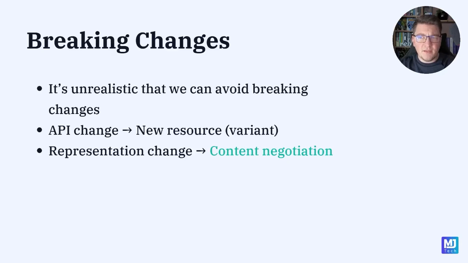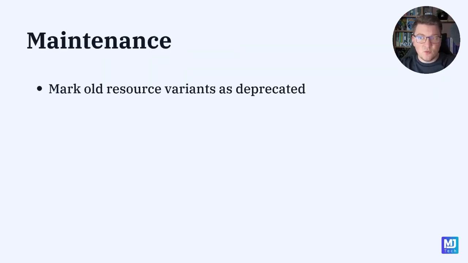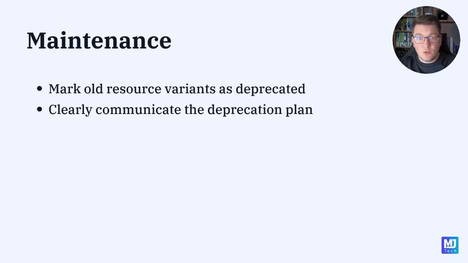So let's say we made a breaking change in our API. How do we proceed with communicating this back to our clients? This brings us to our last component of our API change management strategy, which is maintenance. We first start by marking our old resources as deprecated. This can be your resource representations or your API endpoints, and you mark them as deprecated in both your API and your API documentation. Then you need to clearly communicate with your clients what is the deprecation plan.